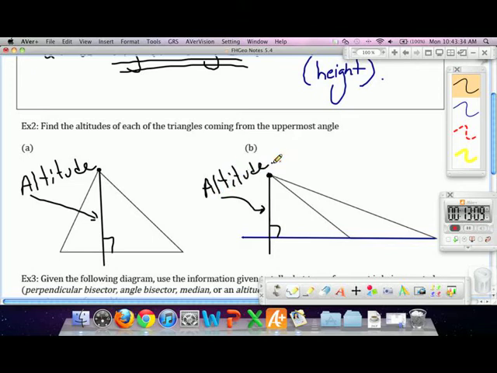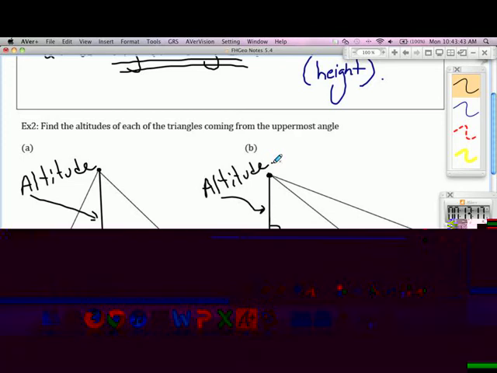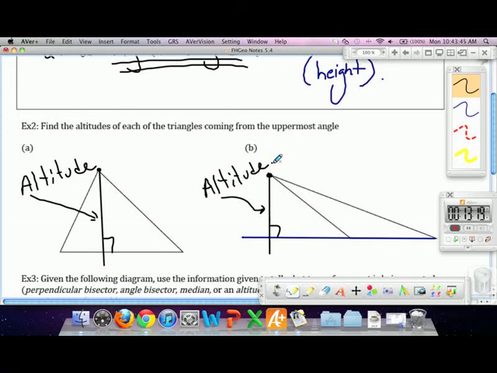Notice that when I draw these uppermost altitudes, the line is dropping down to the side. A lot of times it's pretty common to say drawing an altitude is called dropping an altitude down to the other side. Dropping an altitude is a pretty common way to say drawing.